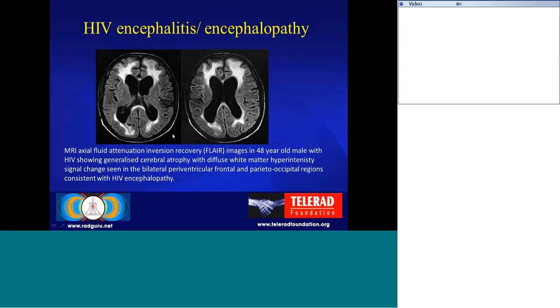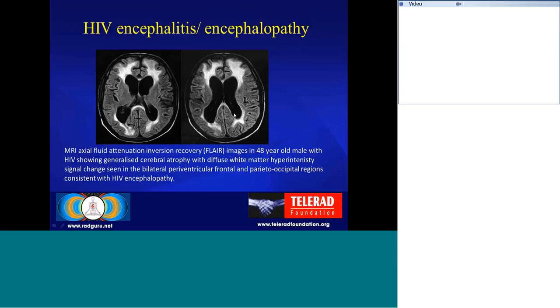We do FLAIR images. We can see that there is a diffuse symmetrical white matter involvement involving the frontal and parieto-occipital lobe. The subcortical U fibers are not involved. And you see that the ventricles are very prominent compared to the cortical sulci. There is diffuse central atrophy where there will be ventricular prominence out of proportion to the sulcal prominence.